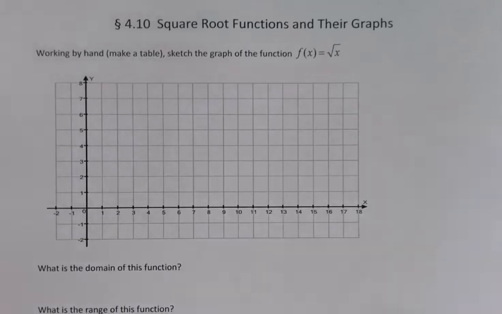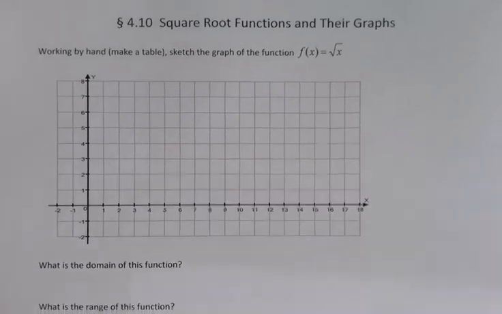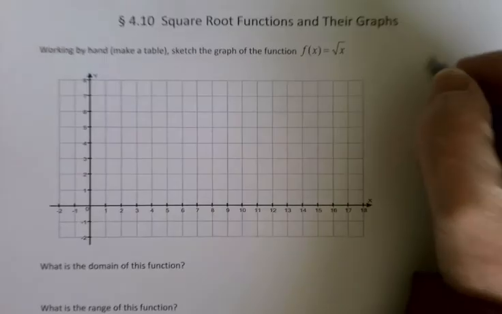This is Math 139, and we're working in section 4.10, talking about how to graph square root functions. Like we usually do when we start a new kind of graphing, we'll begin by simply plotting some points and seeing what this thing looks like. So, let's see here. I'm going to make myself a little table of values.